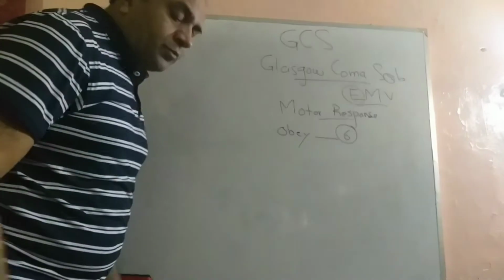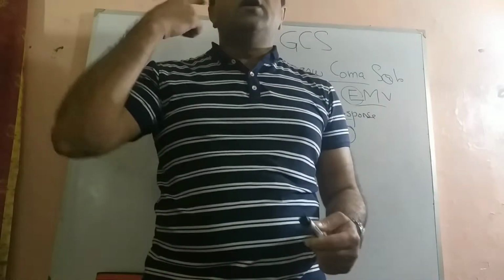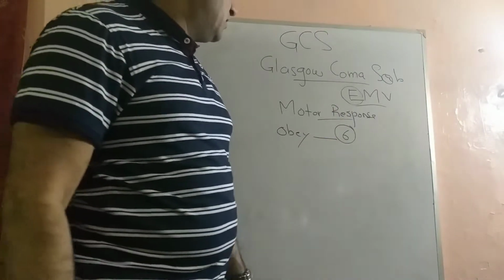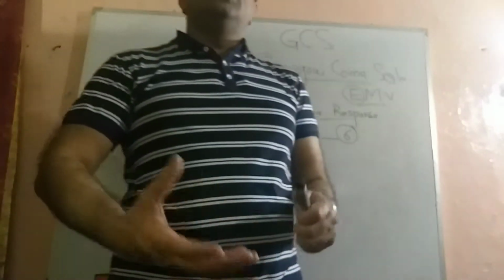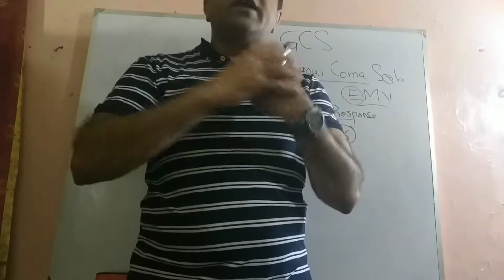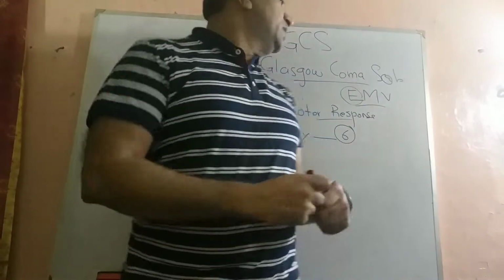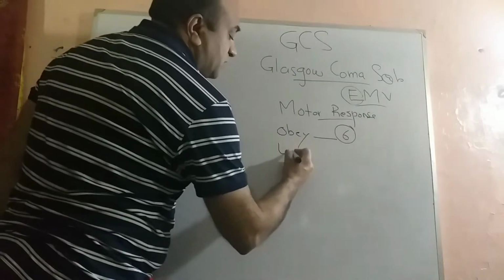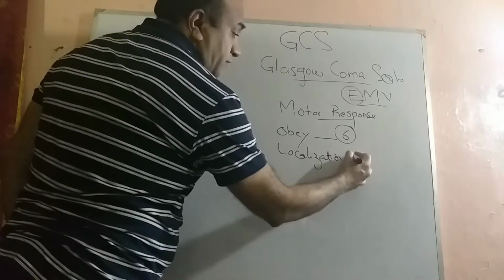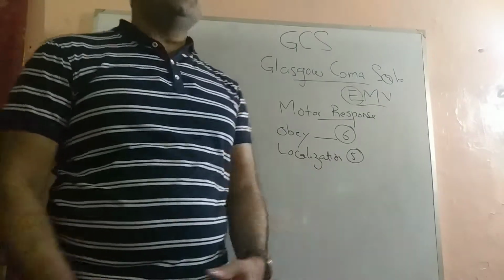But if the patient is not obeying your commands, then you give the same painful stimulus either on the upper part of the sternum or above the eyebrows, or the forehead. Then if the patient responds by trying to grip your hand or grabs your hand, or is trying to localize the area where you are giving the painful stimulus, then this is known as localization response. And localization response is given 5 marks. So obeying was 6 and localization is 5.